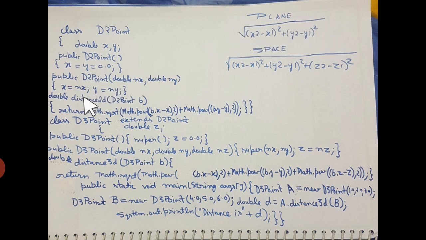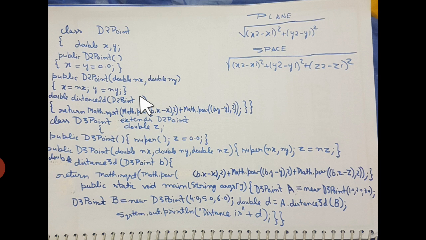So what we have to write is return Math.sqrt. Twice we have to calculate the square, so we have written Math.pow, and again Math.pow. That will be specified twice, and that will be called inside the sqrt function. Right, now how to get these two points? Basically, let me tell you, whenever you make an object of D2Point, that will be nothing but a point in a plane.